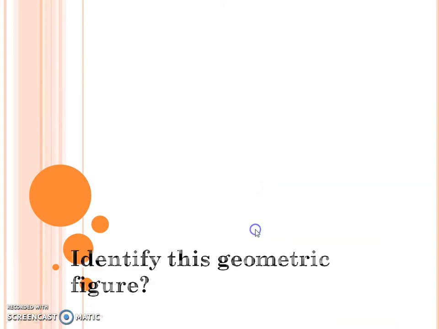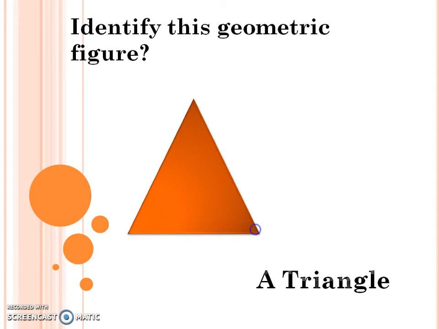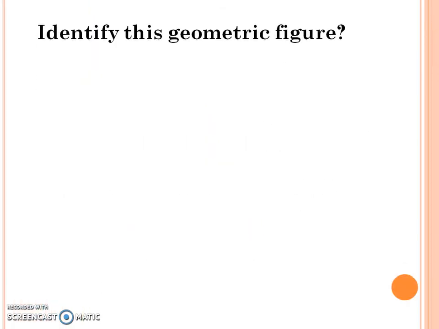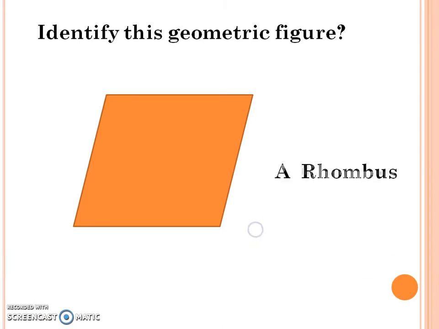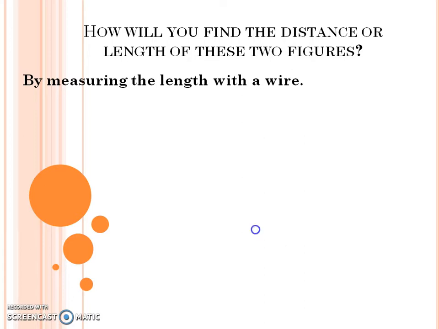Okay, let us begin. Students, identify this geometric figure. Yes, it's a triangle. What about this geometric figure? Yes, it's a rhombus. How will you find the distance or length of these two figures, that is a triangle and a rhombus? Yes, by measuring the length with a wire.